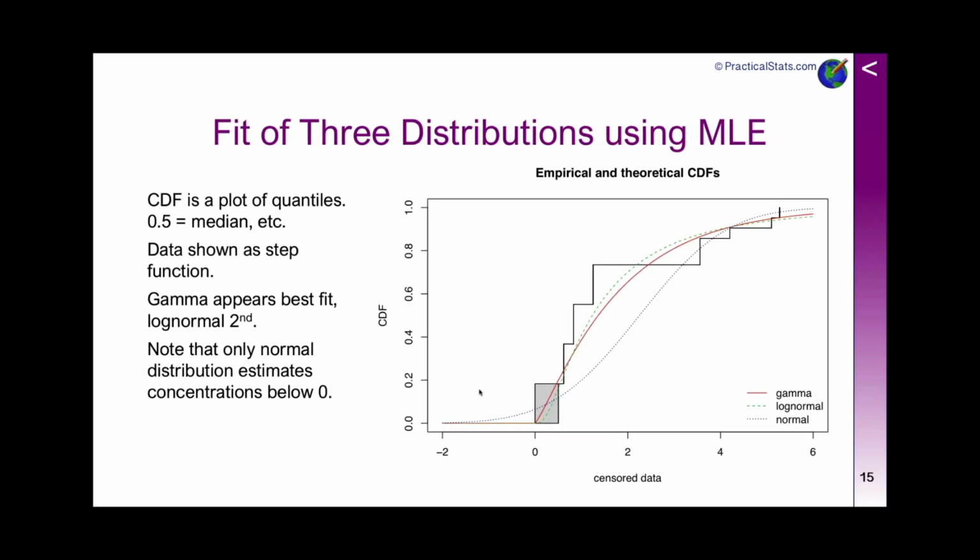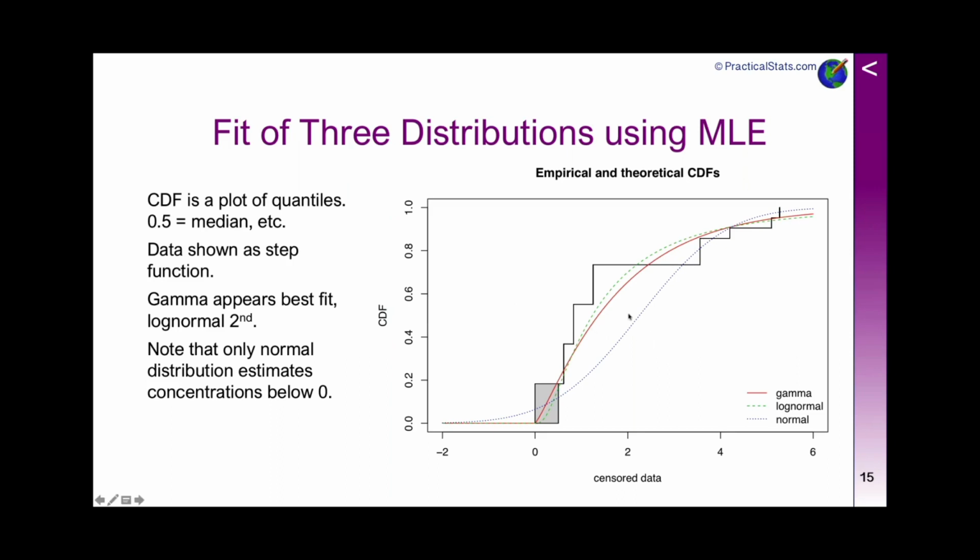Another way is to show it with a CDF, a cumulative distribution function, and that's just the set of percentiles or quantiles, so that a value on the y-axis here of CDF of 0.5 is just an estimate of the median. The data are drawn with a step function, this black line, and so the median, going on over to that, looks like about 3 or 4 for this data.